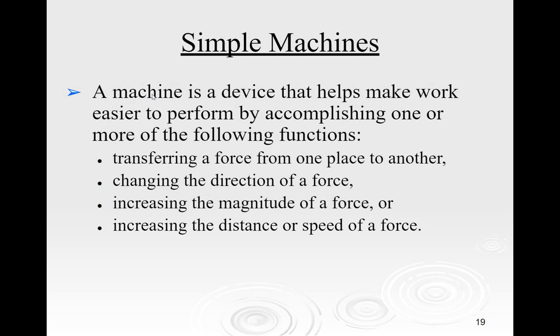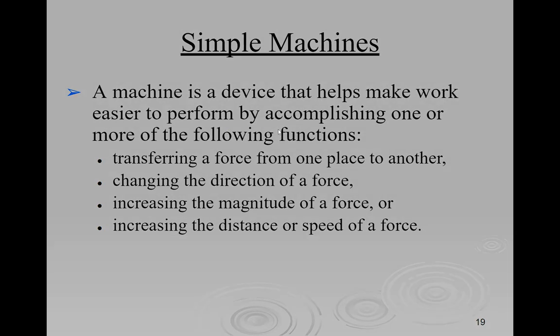Simple machines. A machine is a device that helps make work easier to perform by accomplishing one or more of the following functions: transferring a force from one place to another, changing the direction of a force, increasing the magnitude of a force, or increasing the distance or speed of a force. All right. Those are the ways that make work easier to perform.